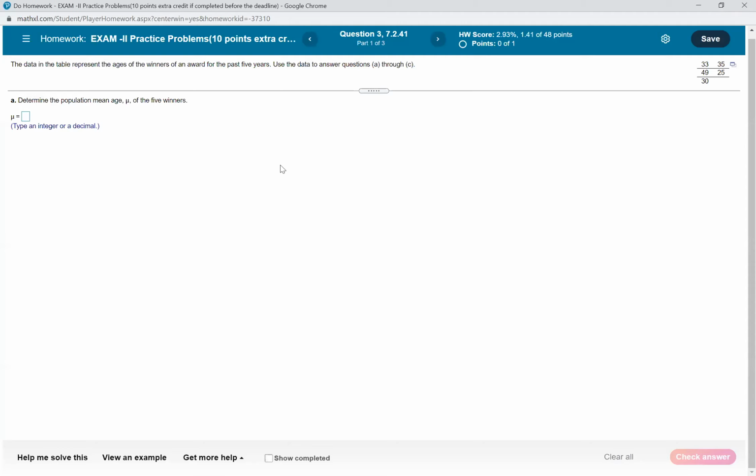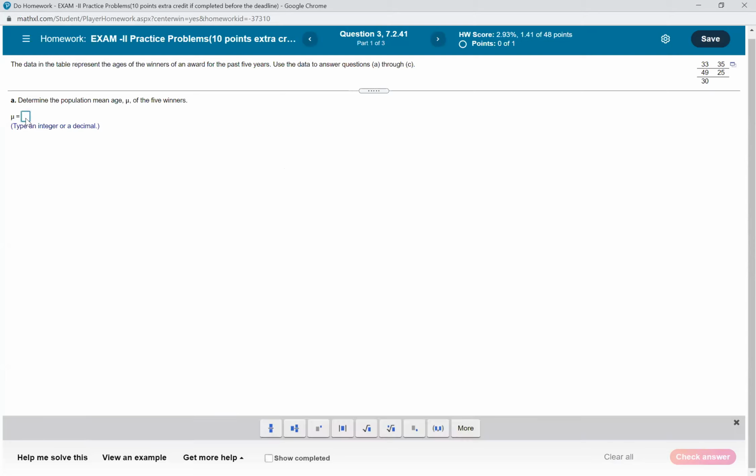Okay, so here we have to determine the population mean. We have the data here, and we have to find the population mean. So you have to just calculate the mean. So we have 33 plus 49 plus 30 plus 35 plus 25, divided by 5. So it will be 34.4. So the population mean is 34.4. So this is the population mean.